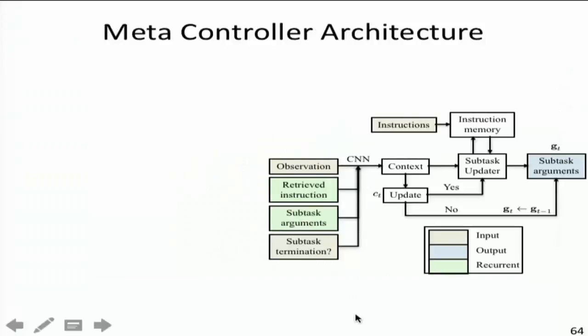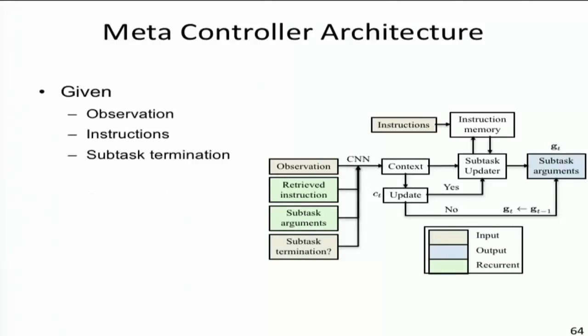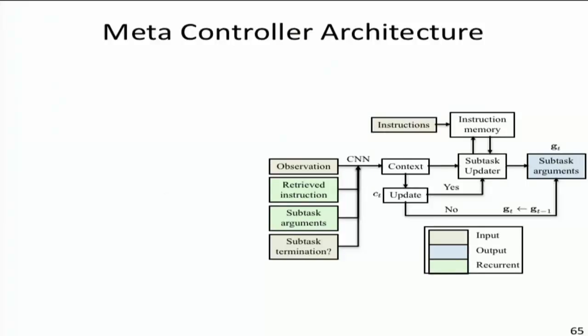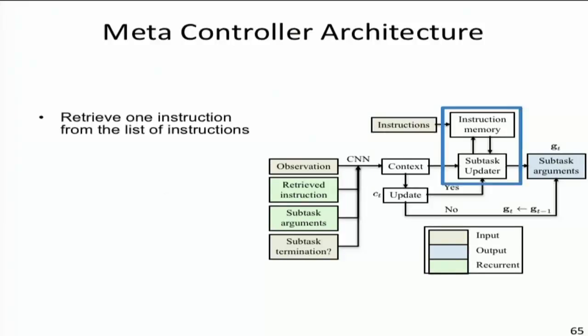So now I'm going to explain the meta-controller. The high-level idea is that the meta-controller is given a sequence of instructions that it's trying to execute. In order to do that, it has to take into account observations, the instruction, and the termination signal coming from the subtask agent. The job of this meta-controller is to update the command to the subtask controller, and it also has to decide whether it should update the command or not.